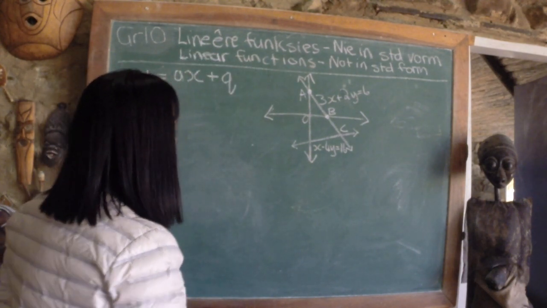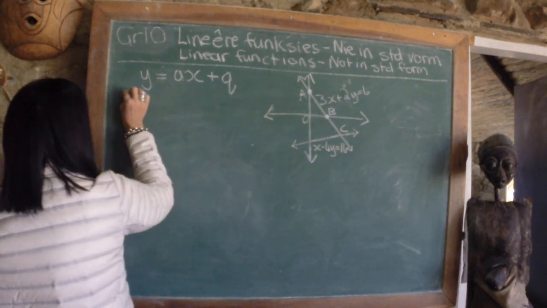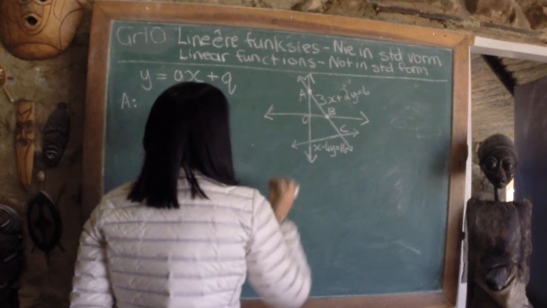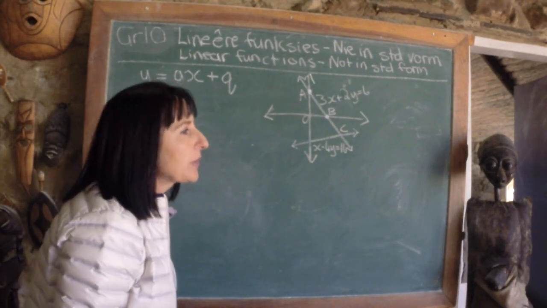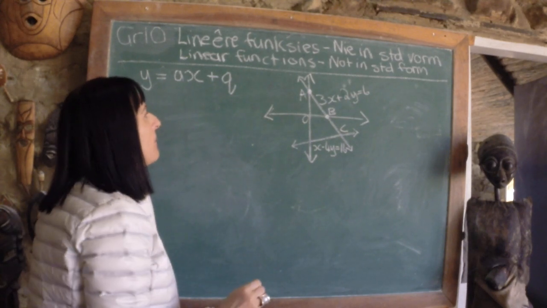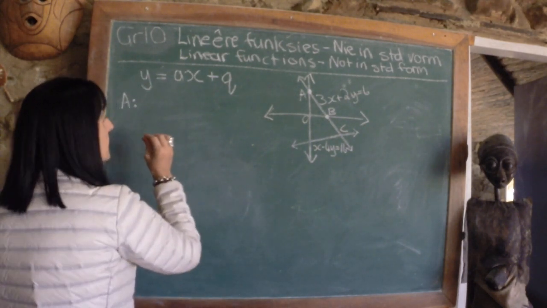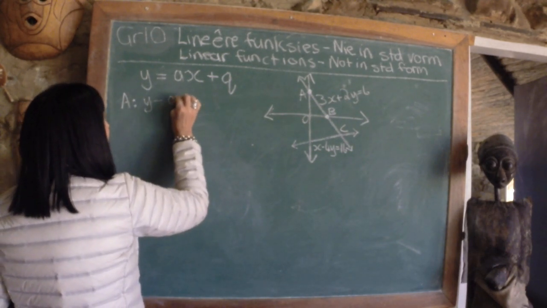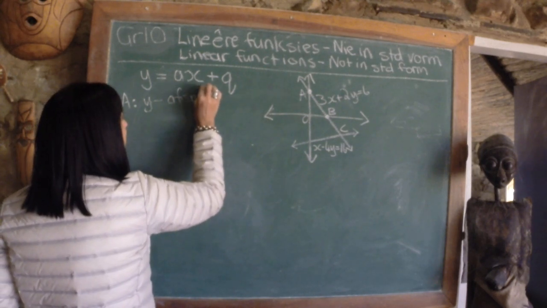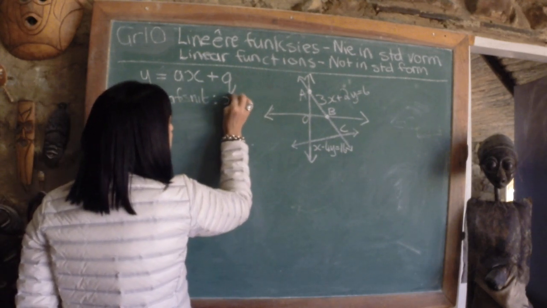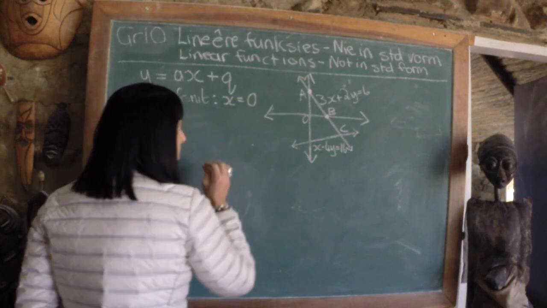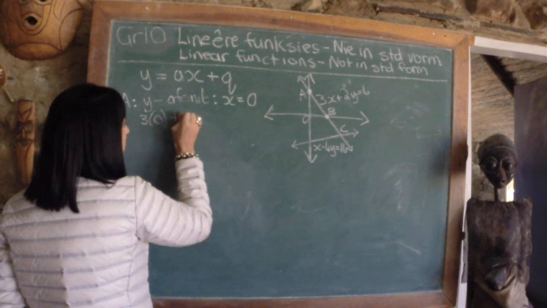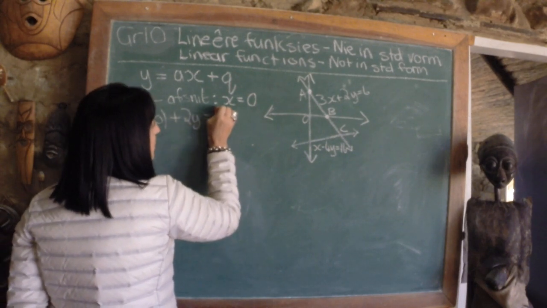want ek weet mos, wat is die punt A? Die punt A is my y-afsnit, the y-intercept. How will you get the y-intercept? By making x 0. The y-intercept, how do you get it? You make x equal to 0. So kom ons gaan doen dit. Ons gaan maak vir x 0. en dan kry ons y afsnit.